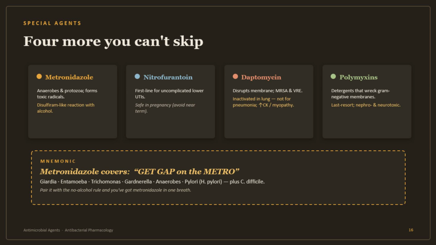Polymyxins are basically detergents that wreck gram-negative membranes. True last resort agents because they're nephrotoxic and neurotoxic. And the mnemonic for metronidazole's coverage: GGTGAP on the metro. Giardia, Entamoeba, Trichomonas, Gardnerella, anaerobes, and pylori, as in H. pylori, plus C. difficile. Pair that with the no alcohol rule, and you've got metronidazole down in one breath.